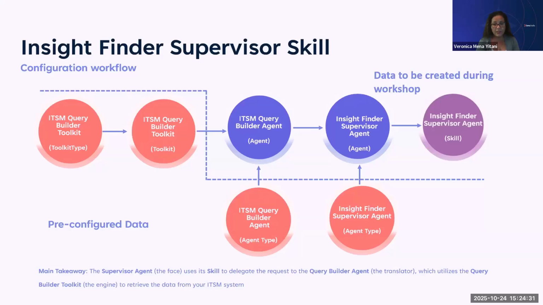Finally, we create the Insight Finder Supervisor agent skill. The skill is routing logic that brings everything together. It is assigned to the supervisor agent and tells the agents when a user question requires a data query, and how to delegate the task to the Query Builder agent and the toolkit. By following this architectural order, the toolkit type, the toolkit, the agent type, the agent, and finally the skill, we ensure the final conversational agent is fully equipped with all the necessary capabilities to fetch, analyze, and present your ITSM data.